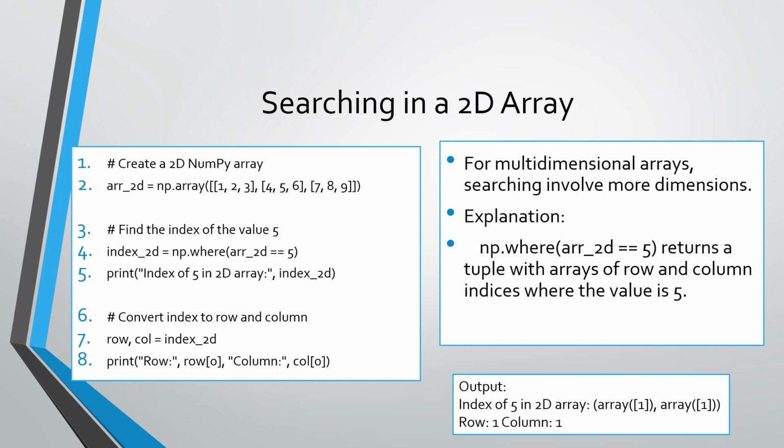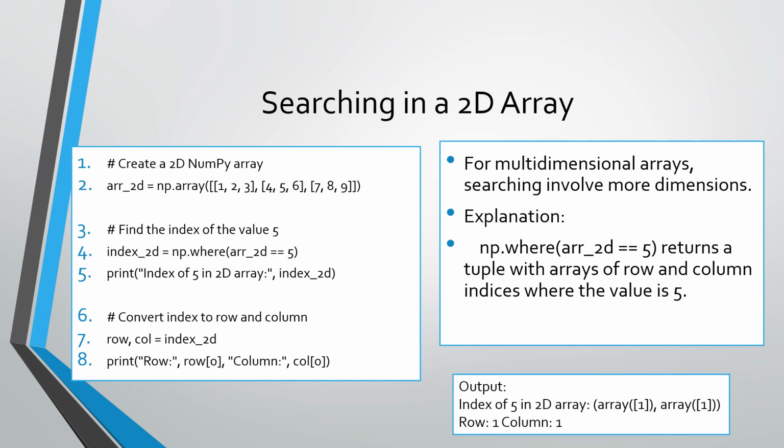The next function is where function for searching element in a 2D array. So we can find the index of value 5 in this 2-dimensional array. So this 2-dimensional array contains 3 by 3 matrix form. So this element 5 is at index 1 comma 1, that is row 1 column 1. So that will be printed as the output.